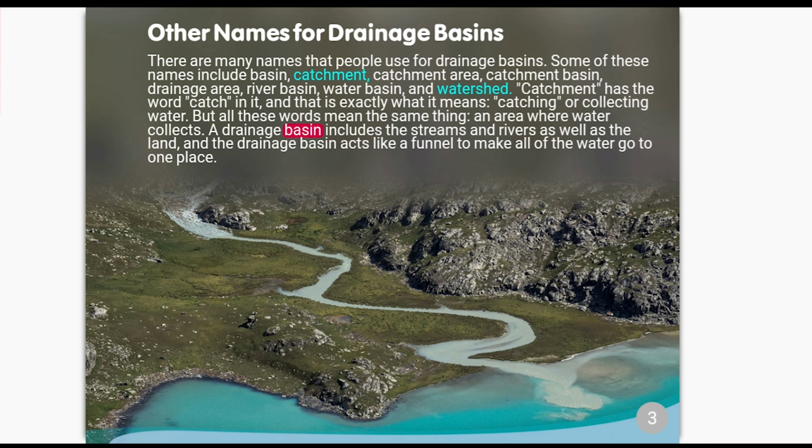A drainage basin includes the streams and rivers as well as the land, and the drainage basin acts like a funnel to make all of the water go to one place.